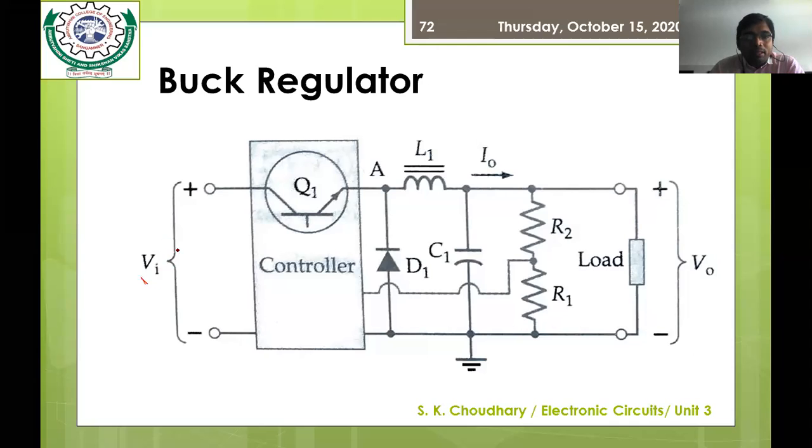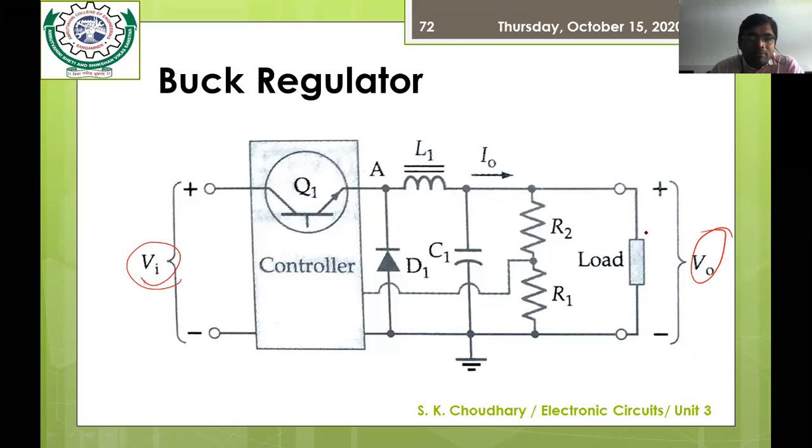Your input would either come from a DC supply, or maybe it is a rectified DC generated through the rectifier and filters that we already discussed in the last lecture. The output would also be a DC voltage, but decreased, or less in amplitude, as compared to the input voltage. So this is the basic circuitry of this step down converter.